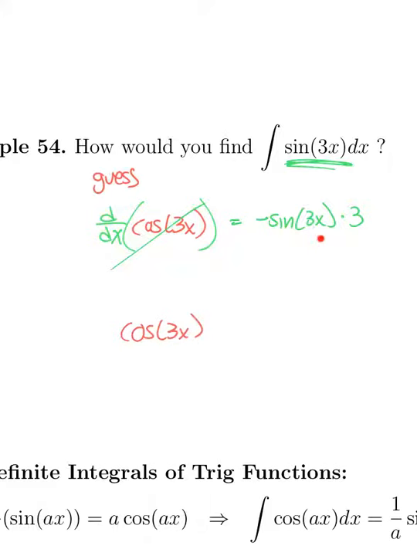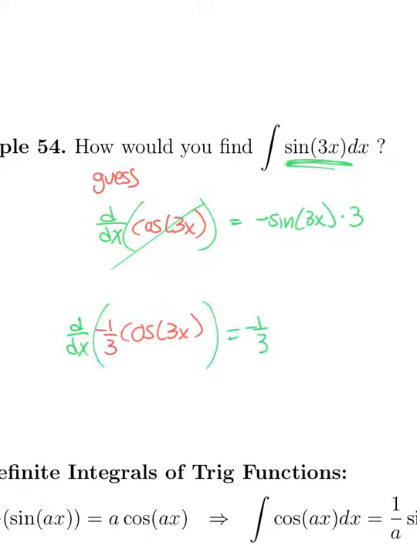The only thing that was off between what I got when I did a derivative and the original question was an extra negative and a 3. That's what wasn't here. So in my new guess, I'm going to try to just get rid of that negative and the 3. And then again, how do you check your work? You take the derivative and see what happens.